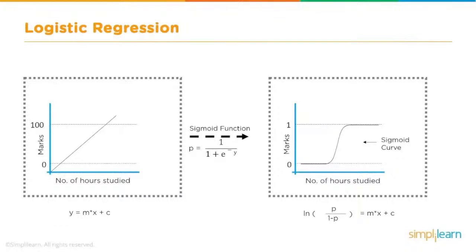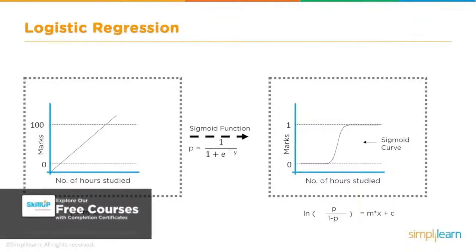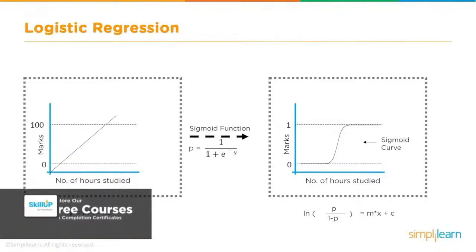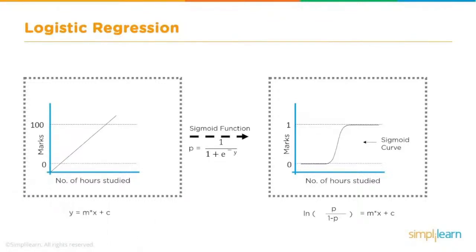And we usually form a line that says y equals mx plus c. And when we use the sigmoid function, we have p equals 1 over 1 plus e to the minus y. It generates a sigmoid curve. And so you can see right here when you take the ln, which is the natural logarithm, that's just the inverse of e to the minus y. And so when we do this, we get ln of p over 1 minus p equals m times x plus c. That's the sigmoid curve function we're looking for.